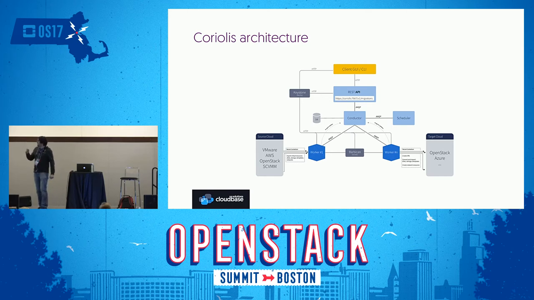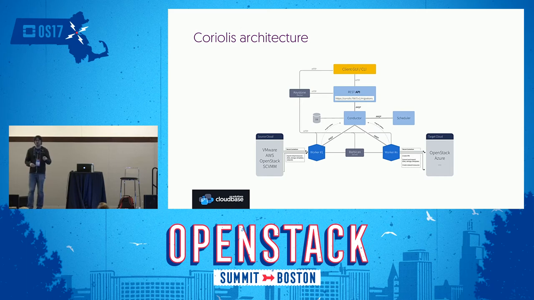As you can see, it has a REST API front, so the user will get a token, connect, and then, based on whatever access the user might have, it will be able to perform operations, okay? Behind the APIs, there is a conductor, so all those microservices are talking among each other via AMQP, so via Rabbit, like any other OpenStack service.